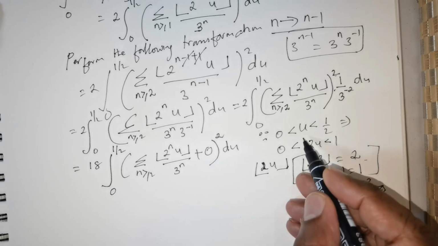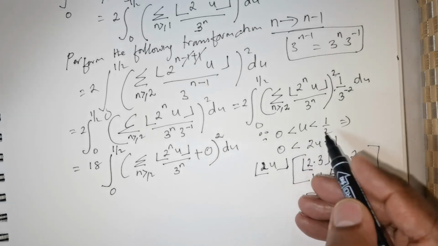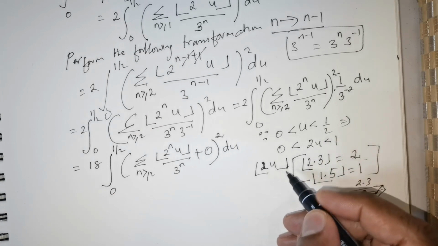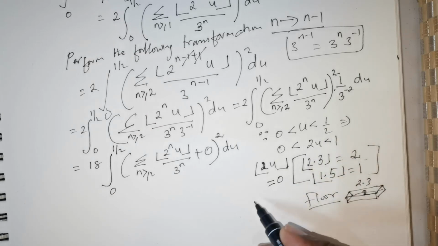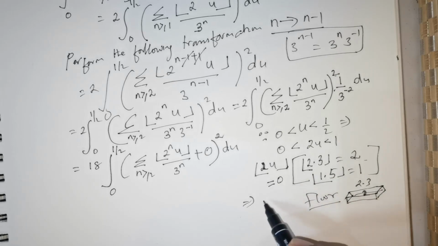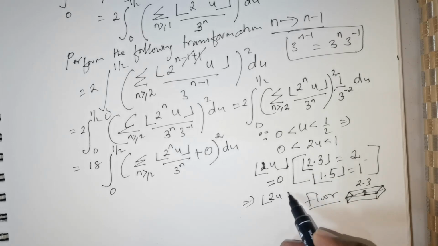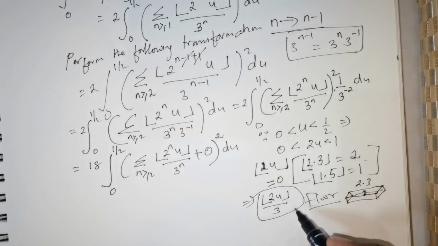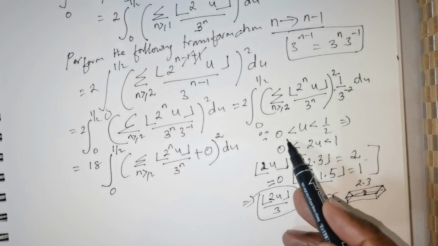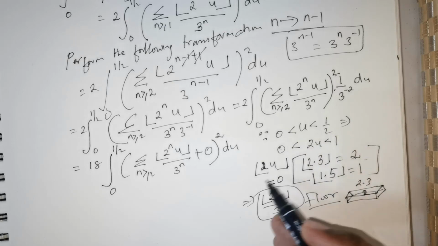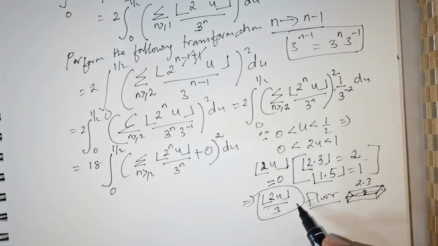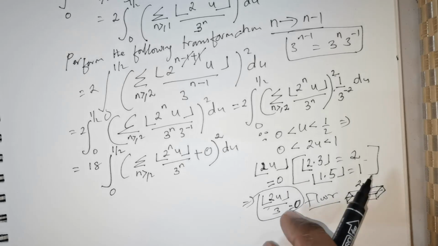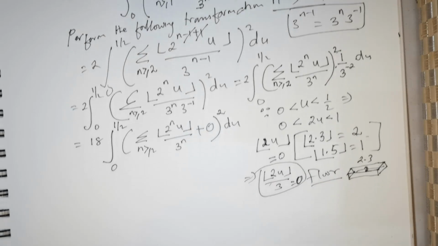Now, since the value of u is existing between 0 and 1 over 2, no matter what value u takes, the floor of 2u will always be equal to 0. So this would mean I can write this 0 as the floor of 2 times u divided by 3. It's not going to make any change. Since we are talking about the floor and the value of u is between 0 and 1 over 2, the floor of 2u over 3 is always going to be equal to 0. So using this concept, what I'm going to do in place of 0, I'm going to substitute this. So let me do that.